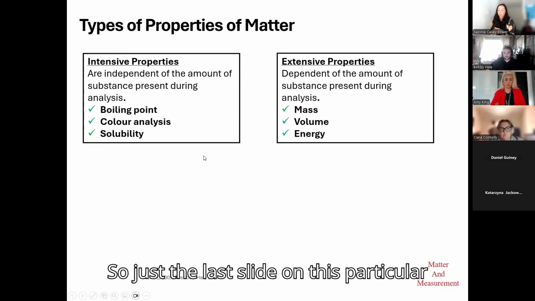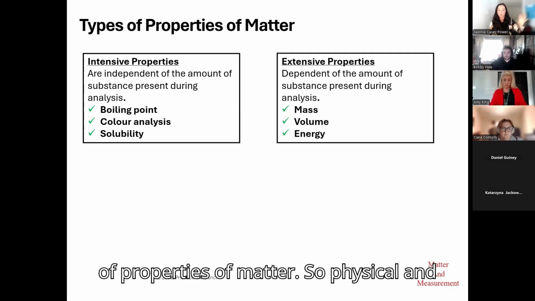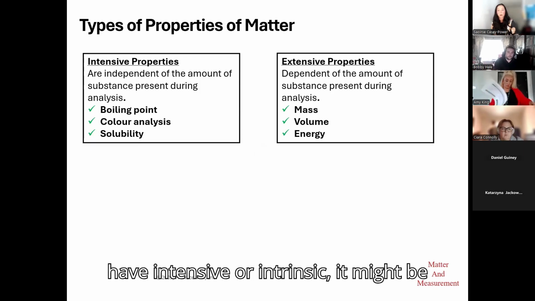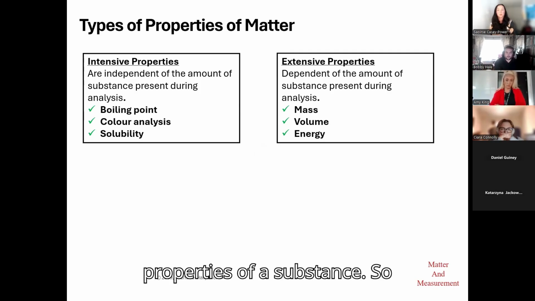So just the last slide on this particular lecture then. We do have other types of properties that matter. Physical and chemical changes are the ones you're going to come across most, but we also have intensive or intrinsic, it might be called, or extensive or extrinsic properties of a substance.